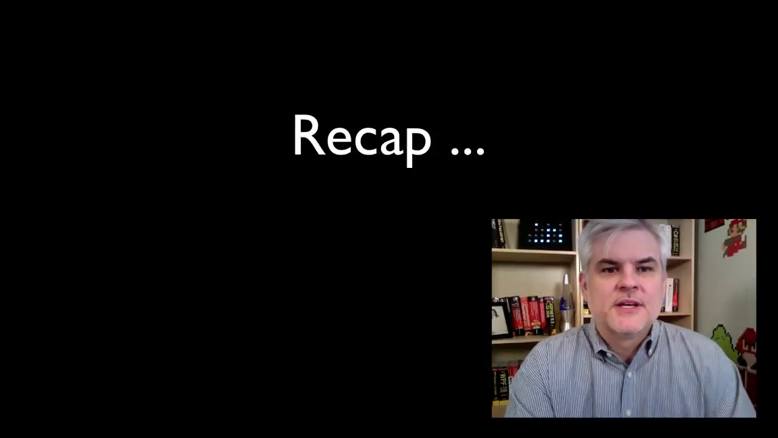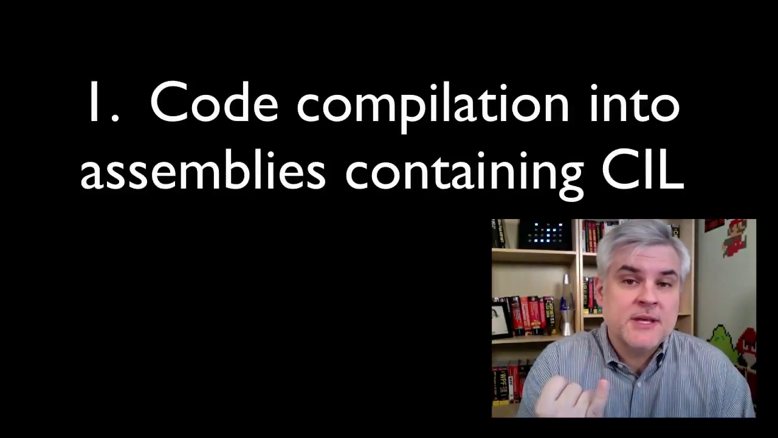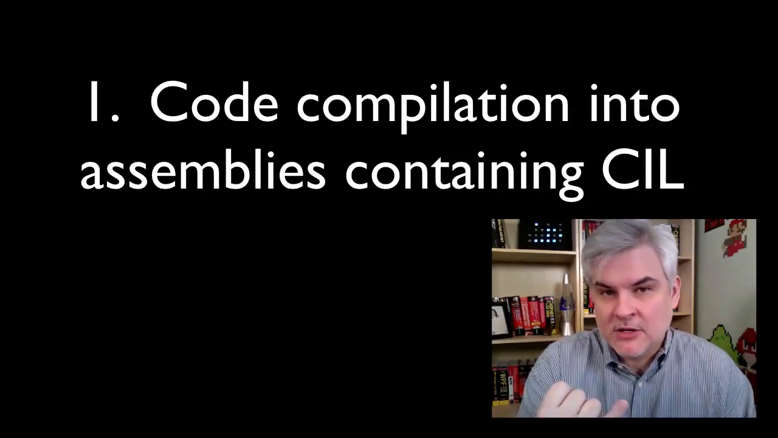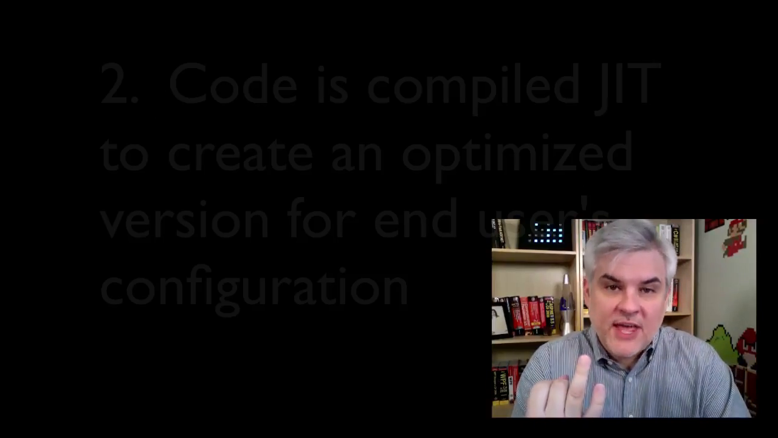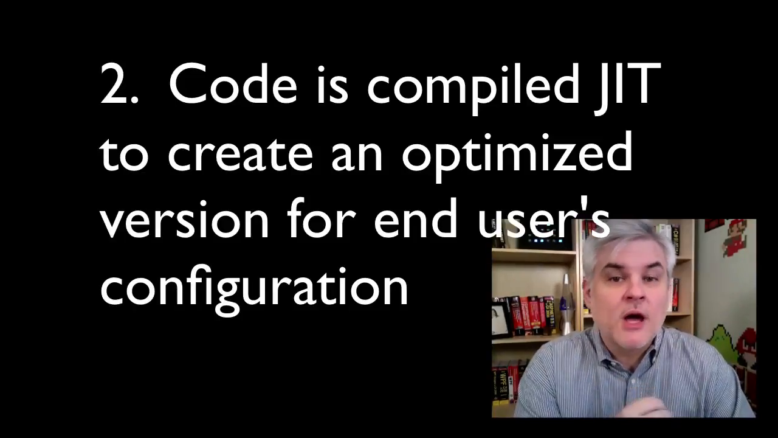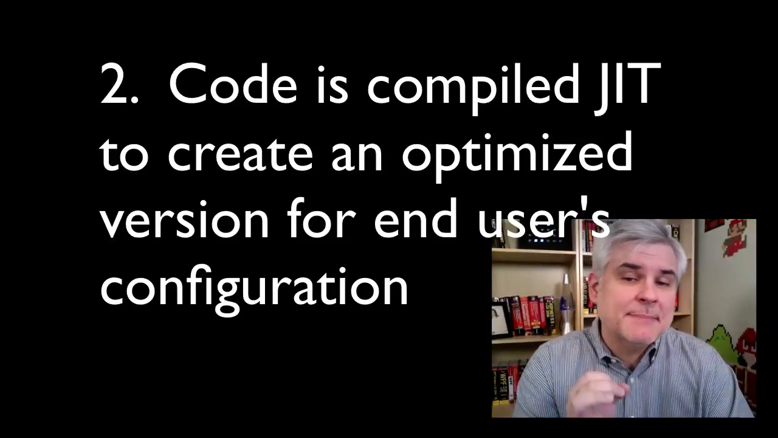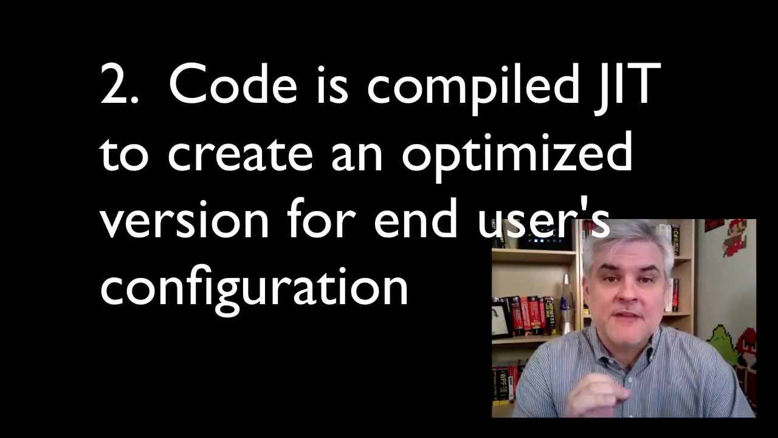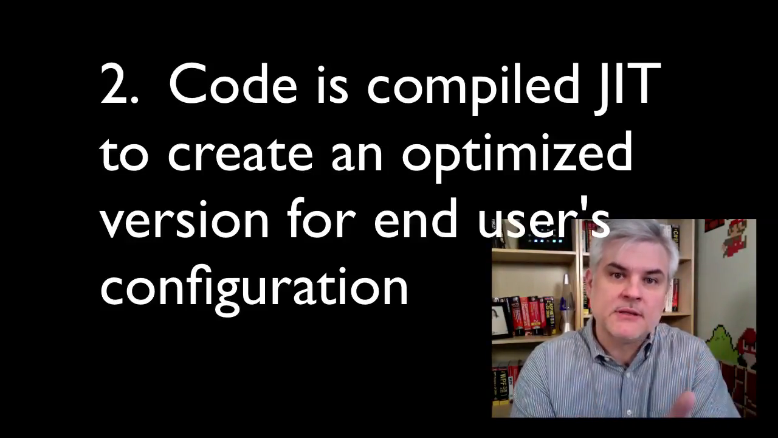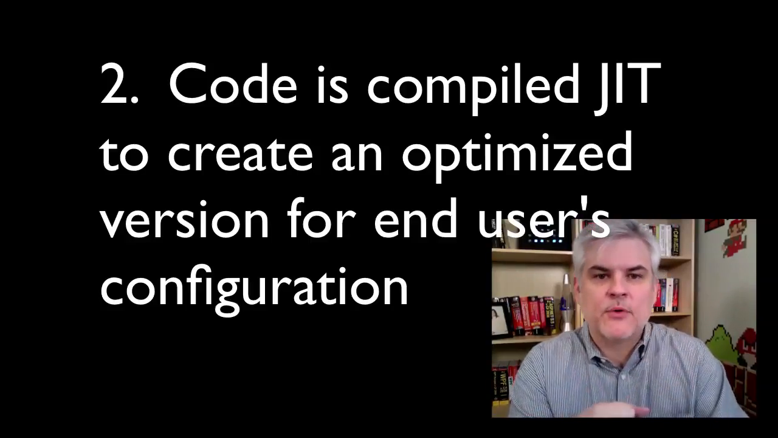Okay, so to recap, 3 things in this video. First of all, your code gets compiled into an assembly which contains an intermediate language, known as the common intermediate language. Two, your code then is compiled just in time the very first time that it's run on each new computer so that an optimized version can be built, and from that point on the .NET runtime looks for that cached version that it built and it uses that from that point on.